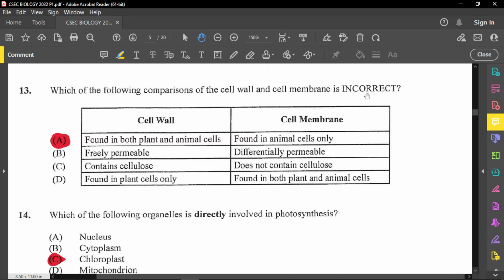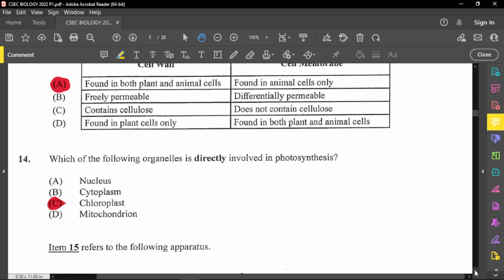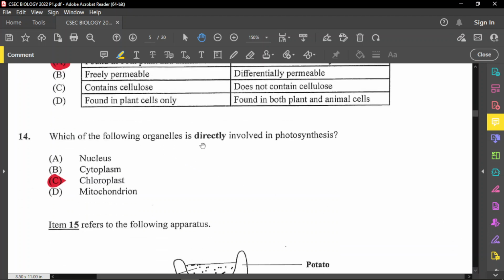And so option A, notice it reads here, cell wall is found in both plants and animal cells, which is wrong. Only in plant cells, not animal cells. So that's the answer, right? Cell membrane is found in animal cells only. That's not true. All cells have cell membrane. All right, so there's no need to explain that. That is straightforward. Question number 14 is which of the following organelle is directly involved in photosynthesis?